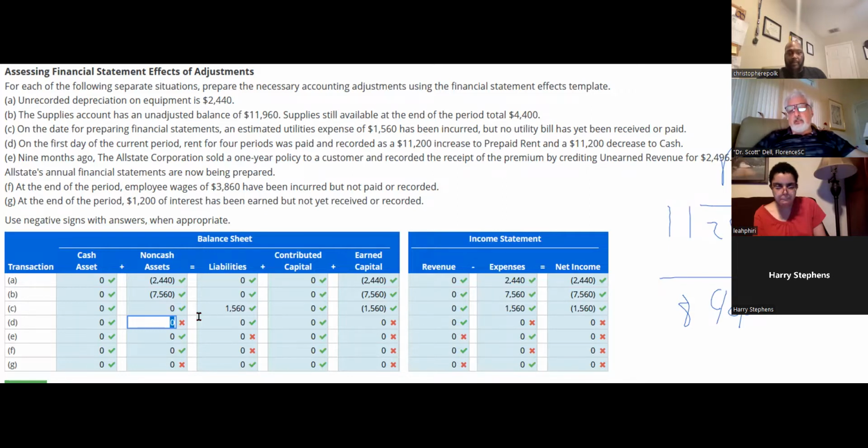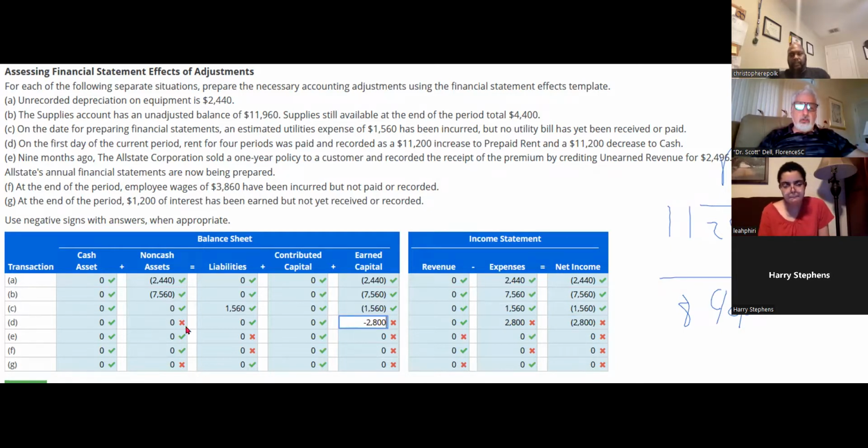Remember when we did supplies? We started with the beginning supplies. We know what our ending supplies are, but we needed to figure out how much was used. The 2,800. Does everybody see that? Yes. $2,800 in expense. We have a negative 2,800 impact here, and we have a negative 2,800 here.